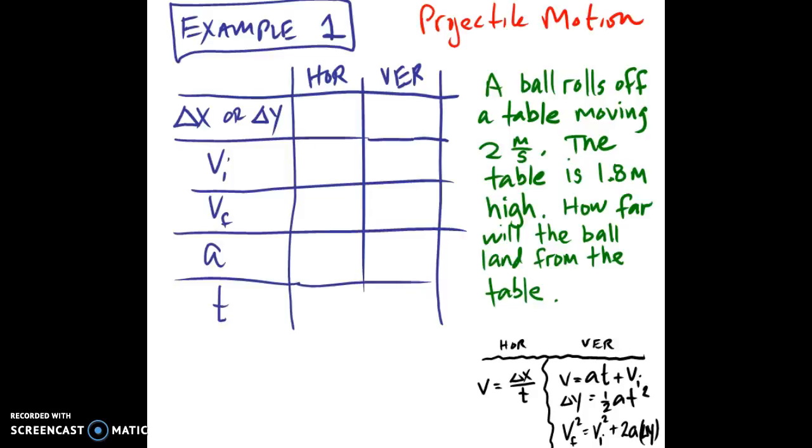Here's an example of a projectile motion problem. We'll use the table to sort out the information and fill in what we know, and then use the equations that are available to us to solve the unknowns.